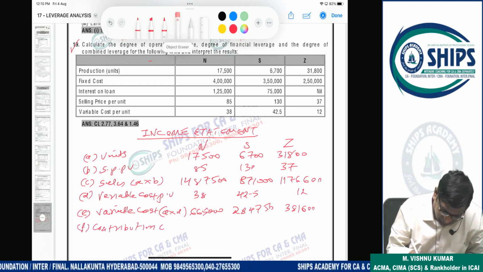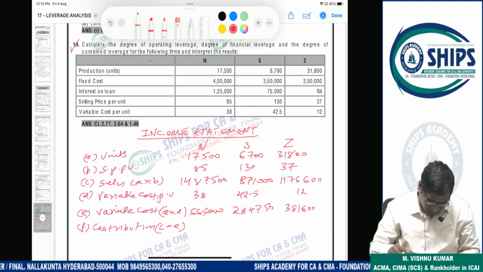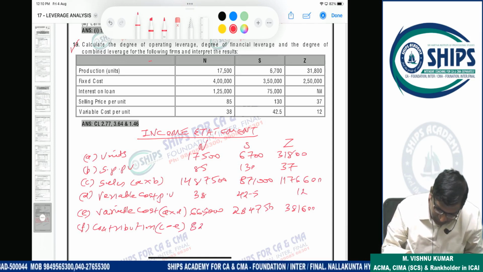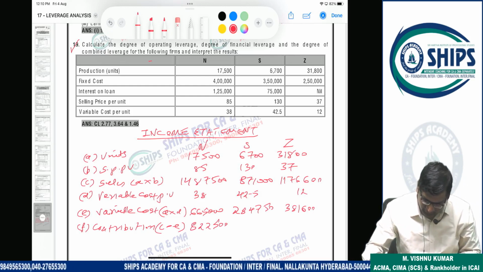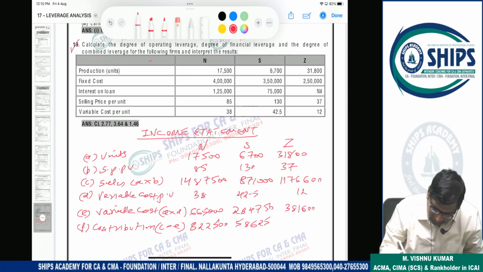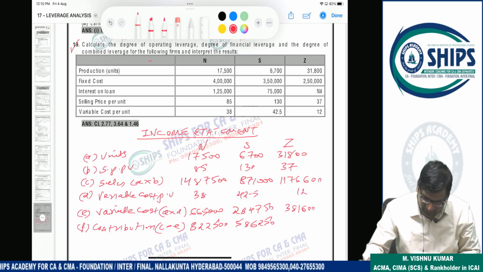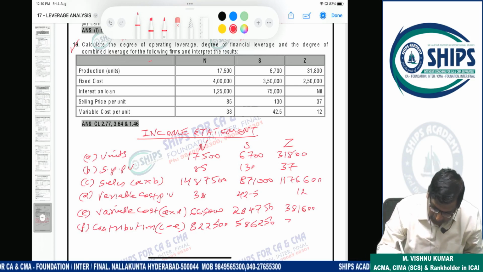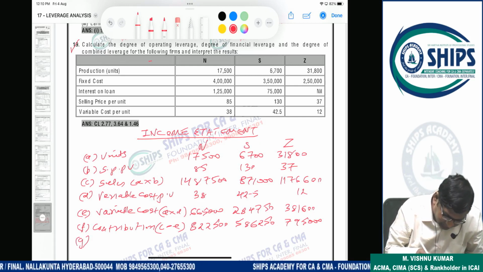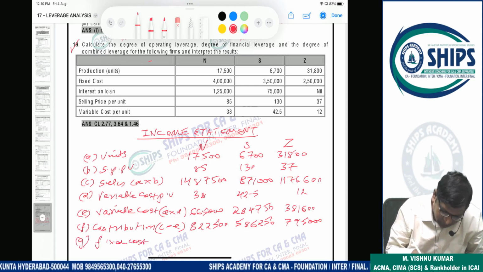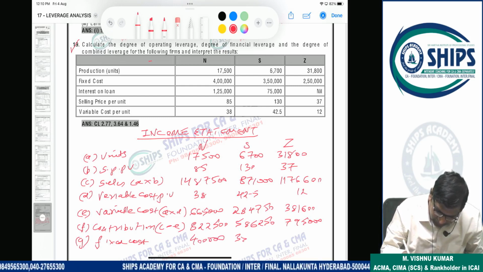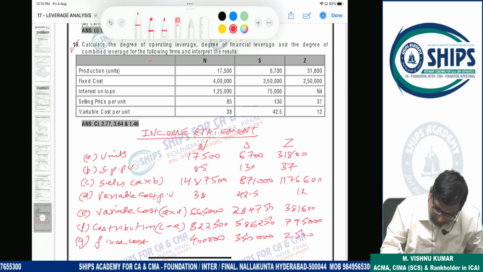So sales minus variable cost. So 14,87,500 minus 6,65,000, 8,22,500. Next 8,71,000 minus 2,84,750, 5,86,250. Next 11,76,600 minus 3,81,600, 7,95,000. This is your contribution, right? Minus fixed cost. Okay. Fixed cost is 4 lakhs, 3 lakh 50,000, 2 lakh 50,000.